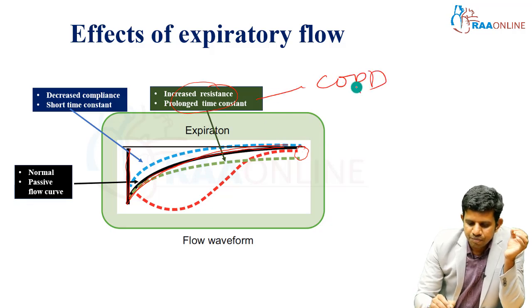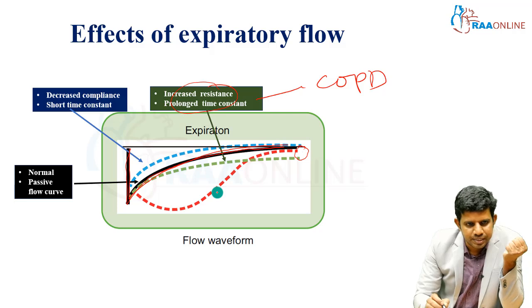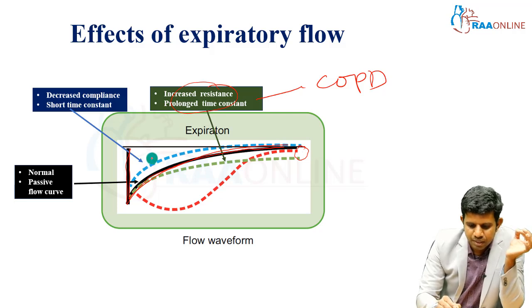Okay. If it is ARDS related, there is decreased compliance and a short time constant, so the expiratory waveform reaches the baseline very rapidly. Normally it has to reach the baseline here. In the resistance case, it's not reaching the baseline at all. In ARDS, it reaches the baseline here. It's a short expiratory time.